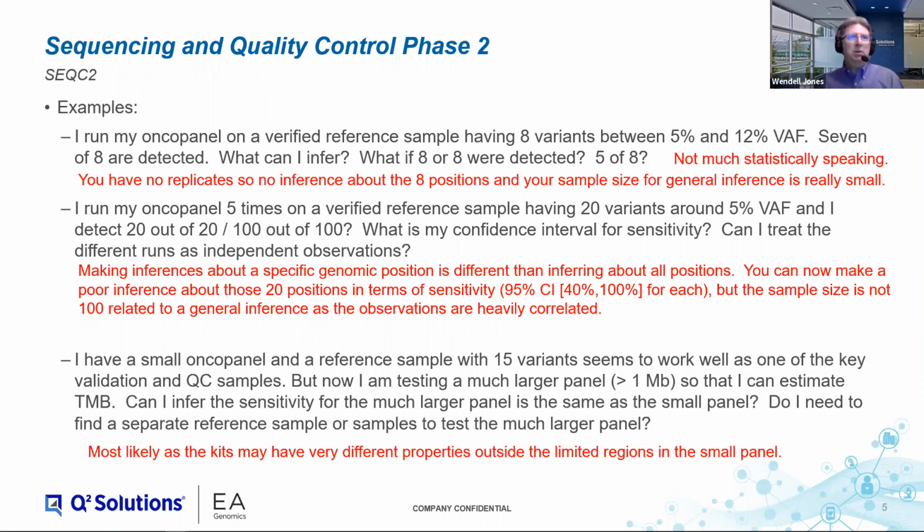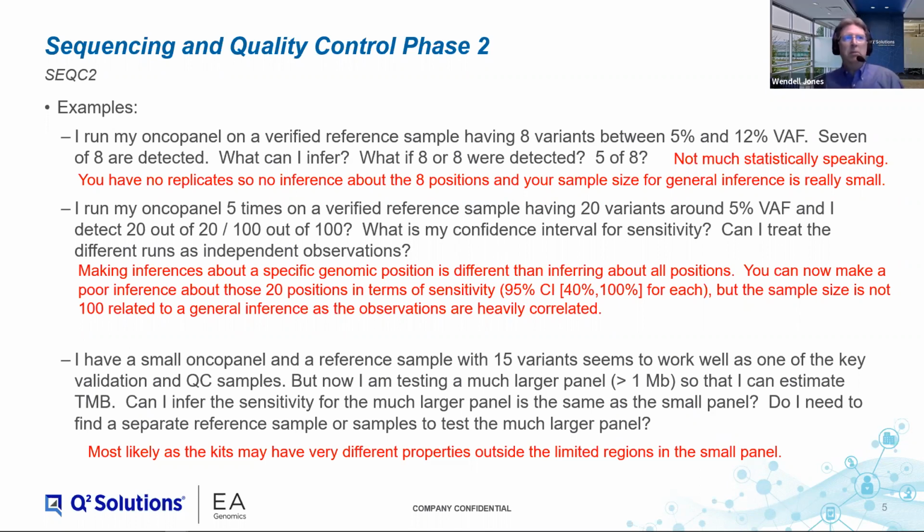Another example, let's suppose I have a small Oncopanel and I have a reference sample with 15 variants that seems to work well as one of the key validation and QC samples, and I've run this particular reference sample many, many times to get a much tighter confidence interval. But now I'm testing a much larger panel, let's say bigger than a megabase, so maybe I can estimate TMB or some other important endpoint. The question is, can I infer sensitivity for the much larger panel? Is it the same as the smaller panel? Or do I need to find a different reference sample?